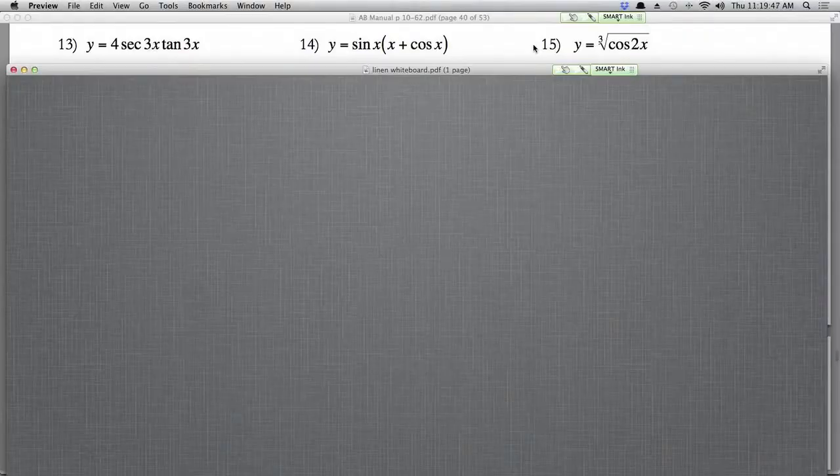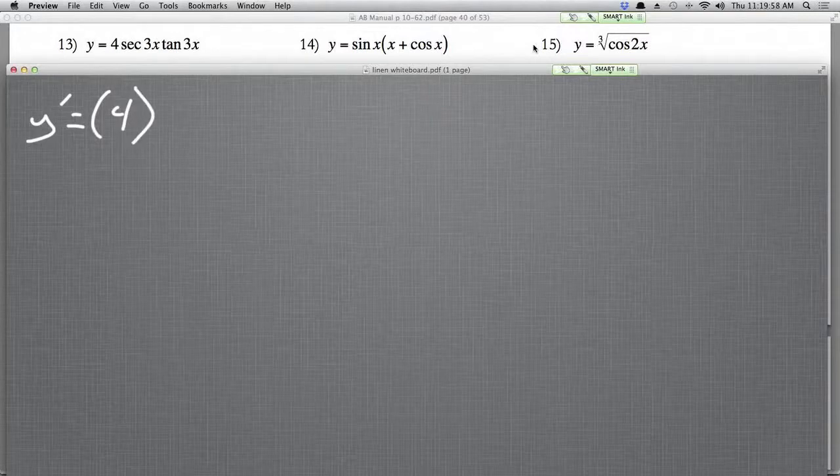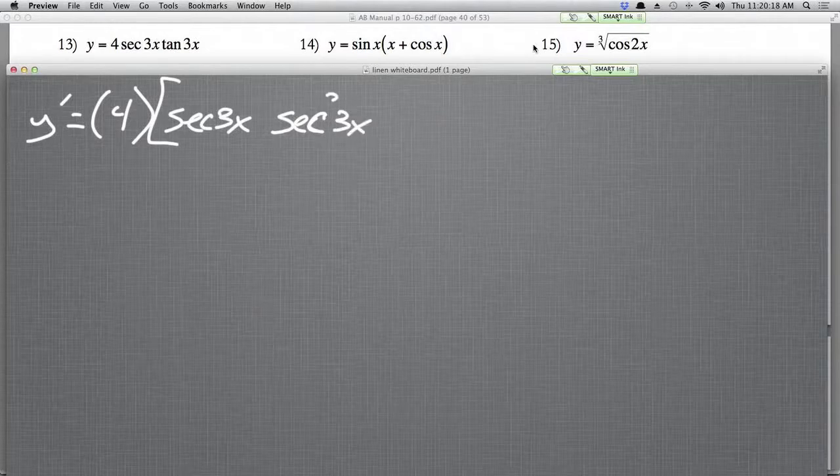All right, let's look at 13. What happens to the 4? It stays the same. What happens between secant and tangent? Product rule. So I need the first, which is secant 3x. The derivative of tangent is secant squared. What has to be inside of the secant? 3x. So that would be secant squared of 3x.